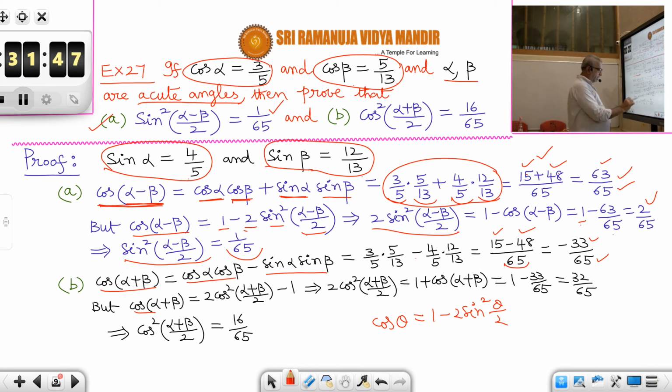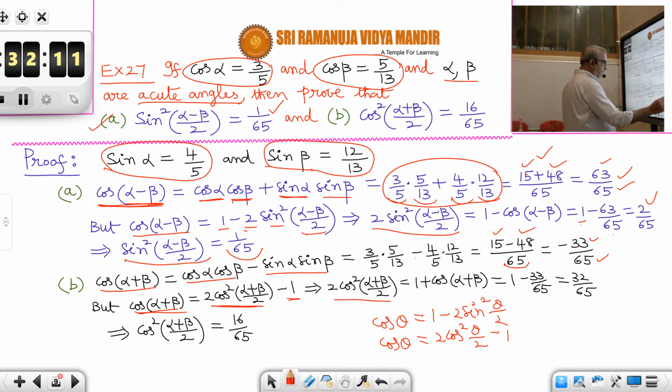But cos(alpha plus beta) is 2 cos square (alpha plus beta)/2 minus 1, because for cos theta, another formula is 2 cos square theta by 2 minus 1. So using that formula, cos(alpha plus beta) is 2 cos square (alpha plus beta)/2 minus 1. So from that I get 2 cos square (alpha plus beta)/2 is equal to 1 plus cos(alpha plus beta). 1 plus cos(alpha plus beta) is 1 minus 33 by 65.